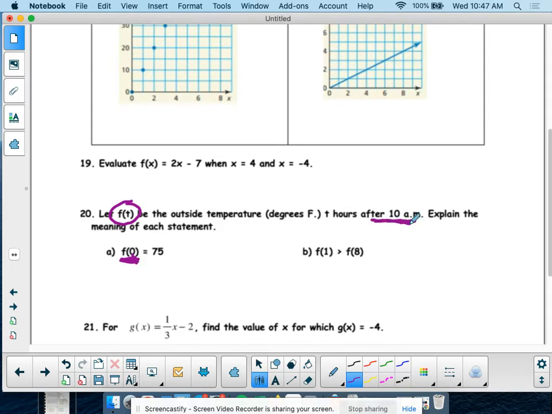So at 10 a.m., they're telling us it's 75 degrees outside. That's what that means, because it's at my starting point. I'm starting at 10 a.m., and it's 75 degrees outside. So 10 a.m., 75 degrees outside.